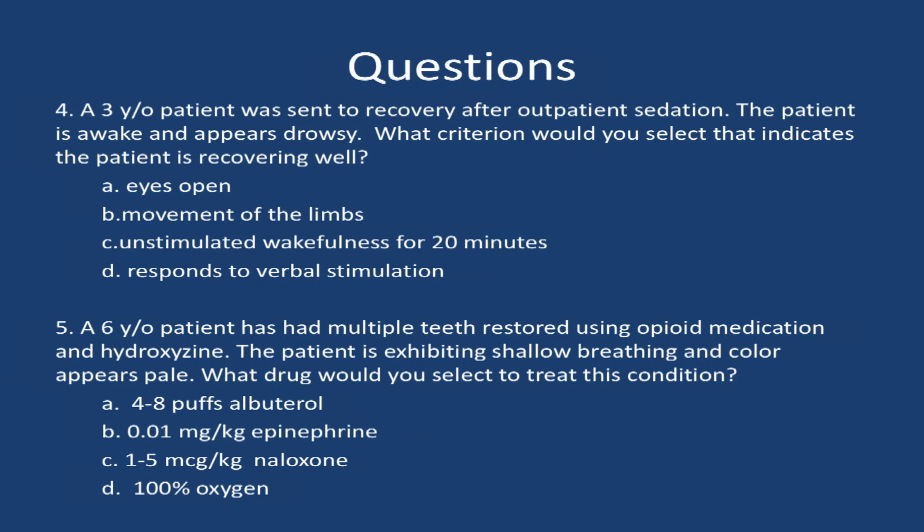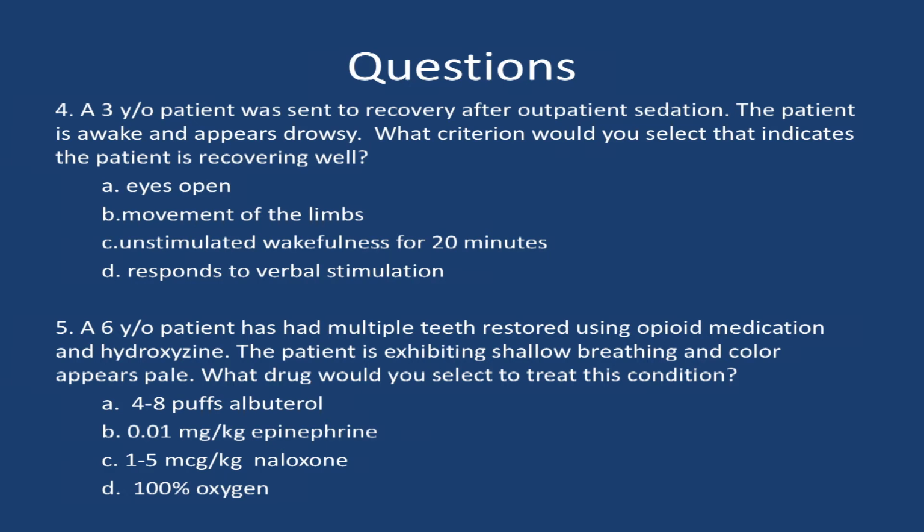And number 5 here, the last question. A 6-year-old patient has had multiple teeth restored using opioid medication and hydroxyzine. Okay, opioid medication, we know it affects the carotid and the aortic aspects of whether you need to breathe faster or more. And the medulla and the pons is where you have the hydrogen ion concentration after the carbon dioxide has returned to pass through the blood-brain barrier.